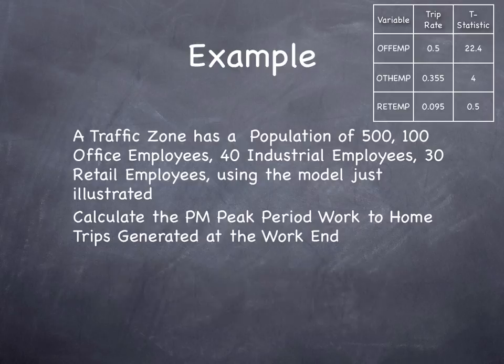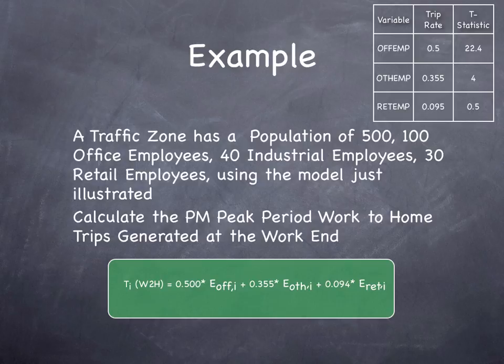So, 100 office employees times a rate of 0.5 trips per office employee in the afternoon peak, plus 40 other employees times 0.355, plus 30 retail employees times 0.095 trips per retail employee, and we add it up and we estimate there'll be 67 work-to-home trips coming out of that zone in the afternoon peak period. That's how we apply these models.